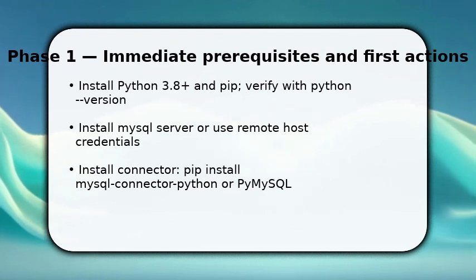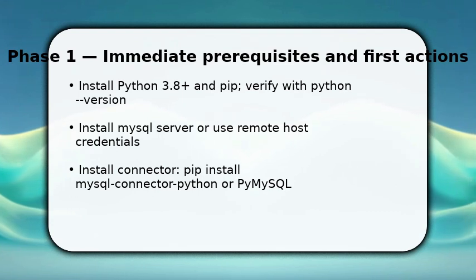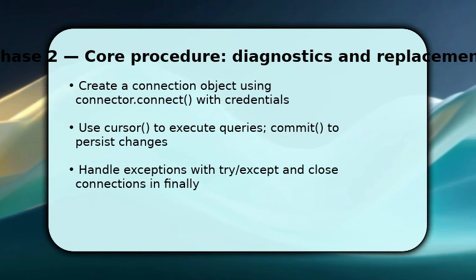Now you open the connection in code. Import the connector, call connector.connect(host, user, password, database, port=3306) and assign it to con.